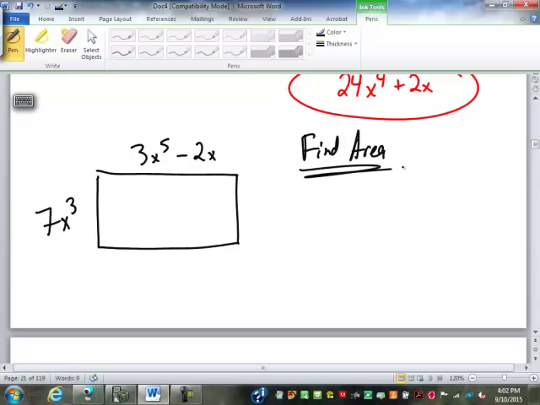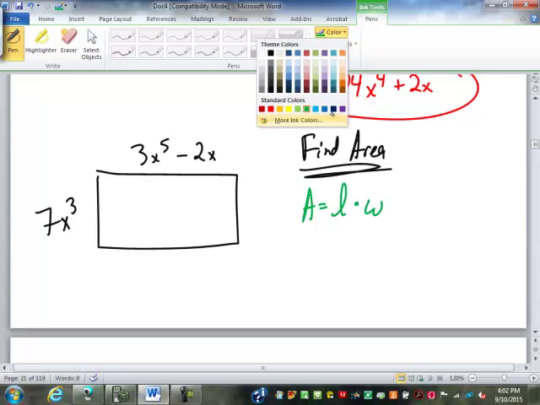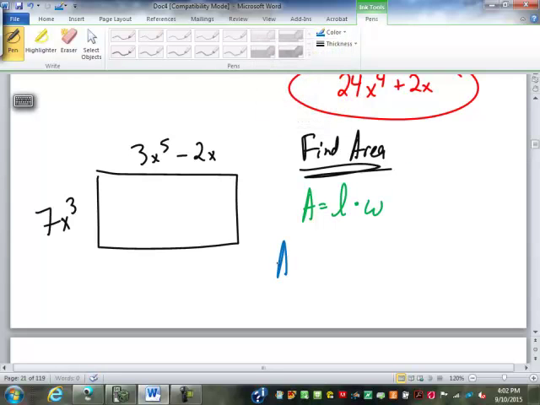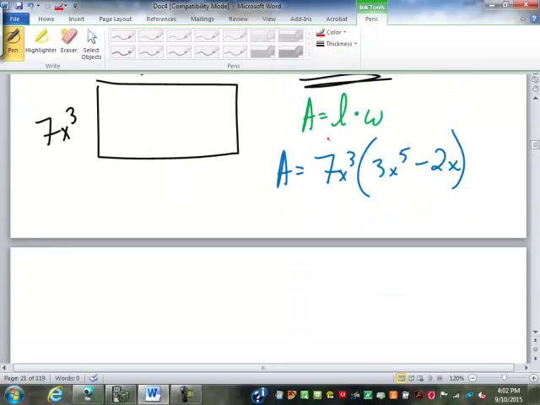What if we're talking about area? And I want to find an expression for the area of these two. And the area is the length times the width. So I'm going to switch it around. I'm going to put the width first, actually. The 7x to the third times 3x to the fifth minus 2x. And all I have to do now is multiply.